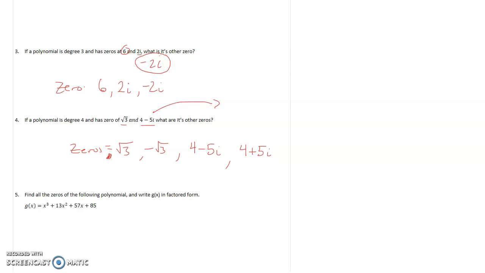So again, we know that the imaginary ones and the irrational ones are the zeros that come in pairs. So the irrational ones and then the imaginary ones. Rational ones are whole number ones. Fractional ones do not come in pairs.